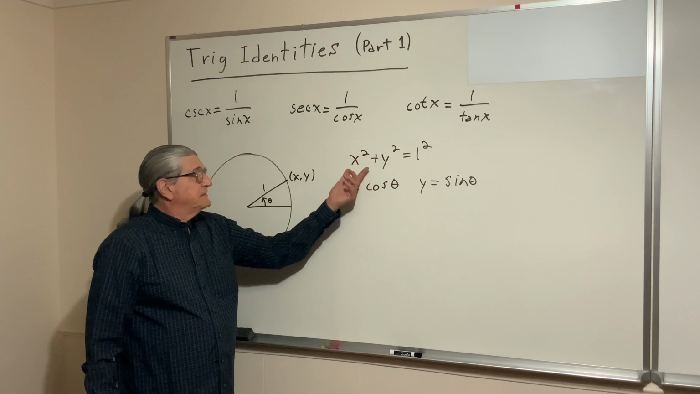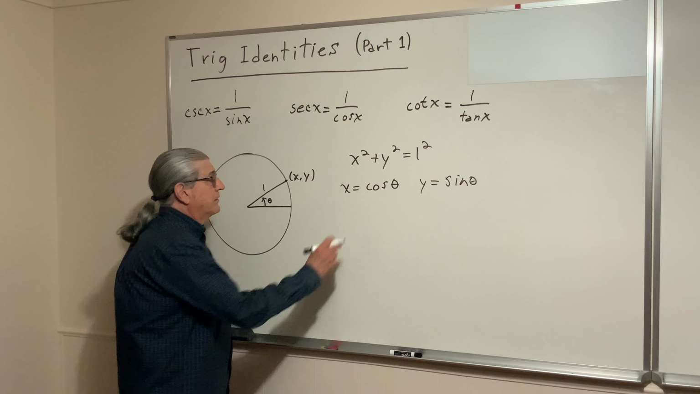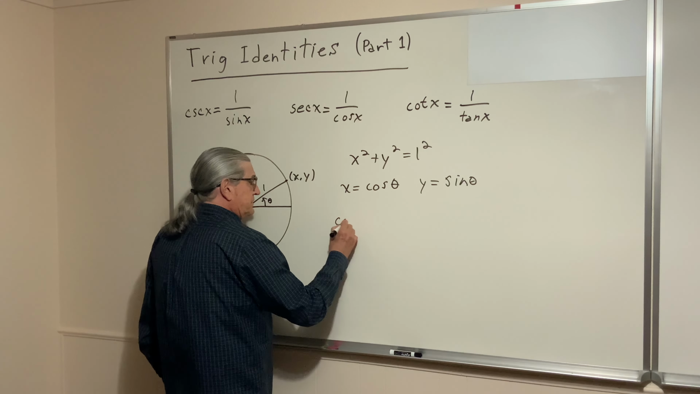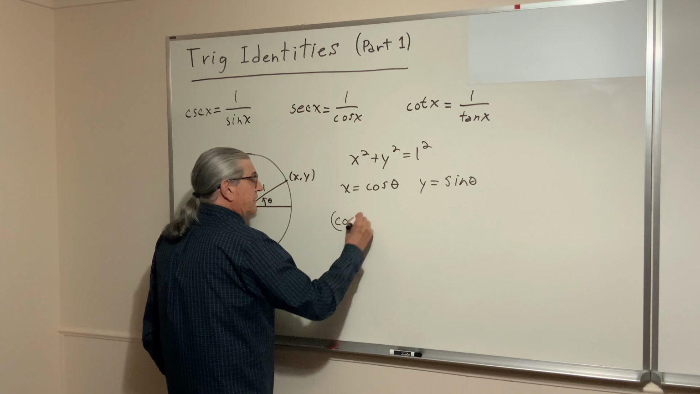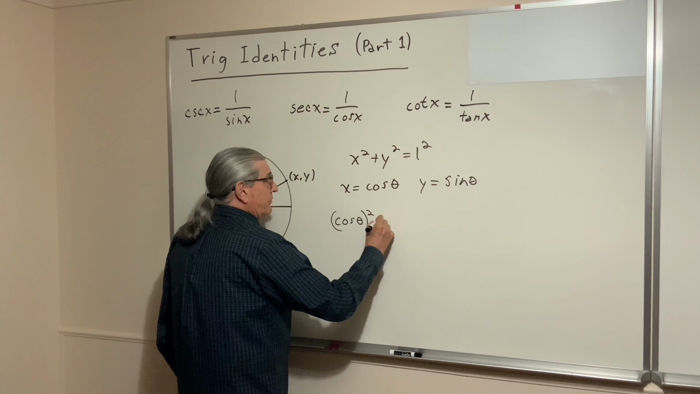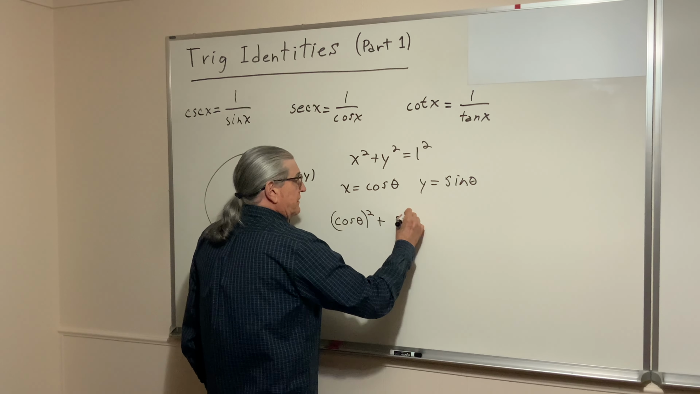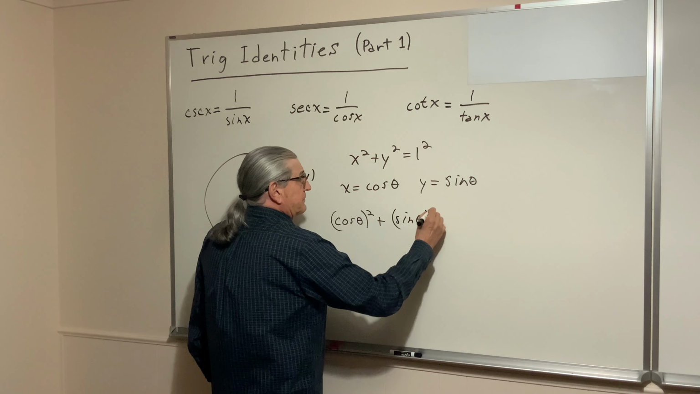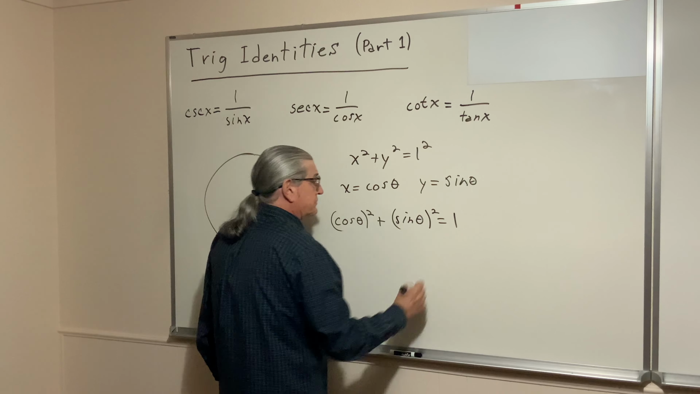So let's put these together. Let's plug this in here, and we've got the cosine of theta squared plus the sine of theta squared equals 1 squared, which is 1.